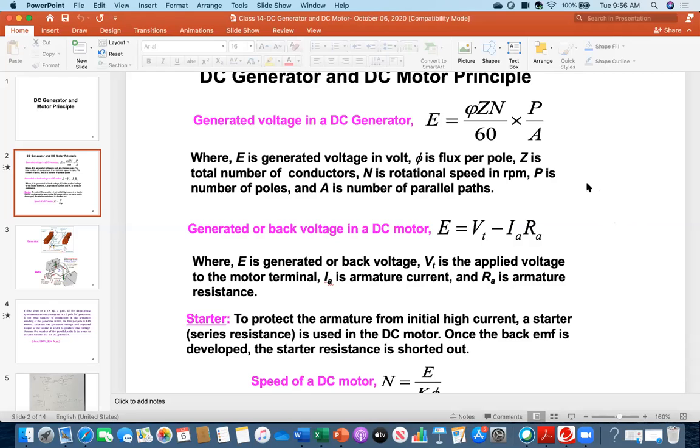Everybody, are you writing? Or are you done? Yes, I got it. I've got it too. Yeah, I've got the first half. The first equation and the meaning of those symbols.